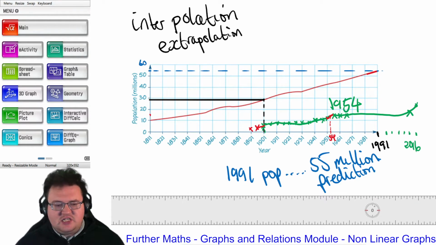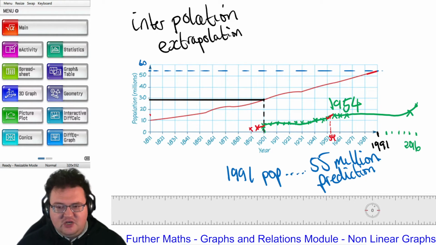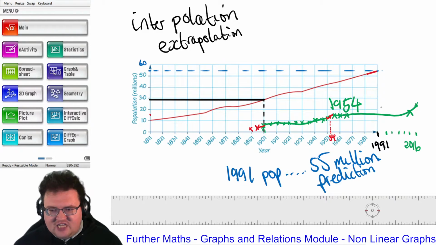All right, so this is a sort of thing that we call modeling. And this is how they can come up with these predictions, like Australia will have 40 million people by the year 2050, because they've looked at the data, they've seen how it's changing, and they can make accurate-ish predictions using the data, using interpolation and extrapolation, and going from there.